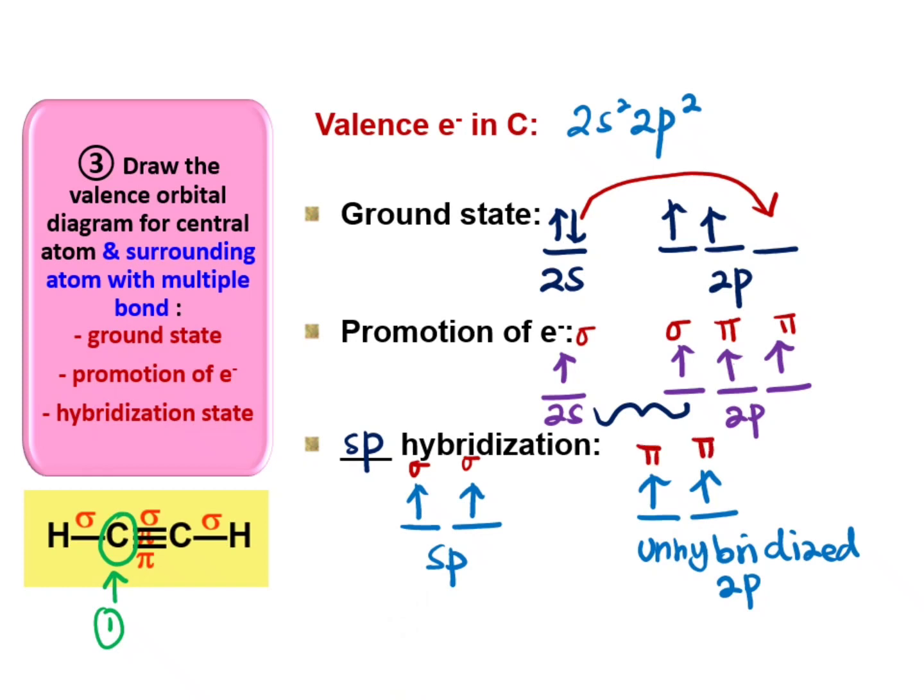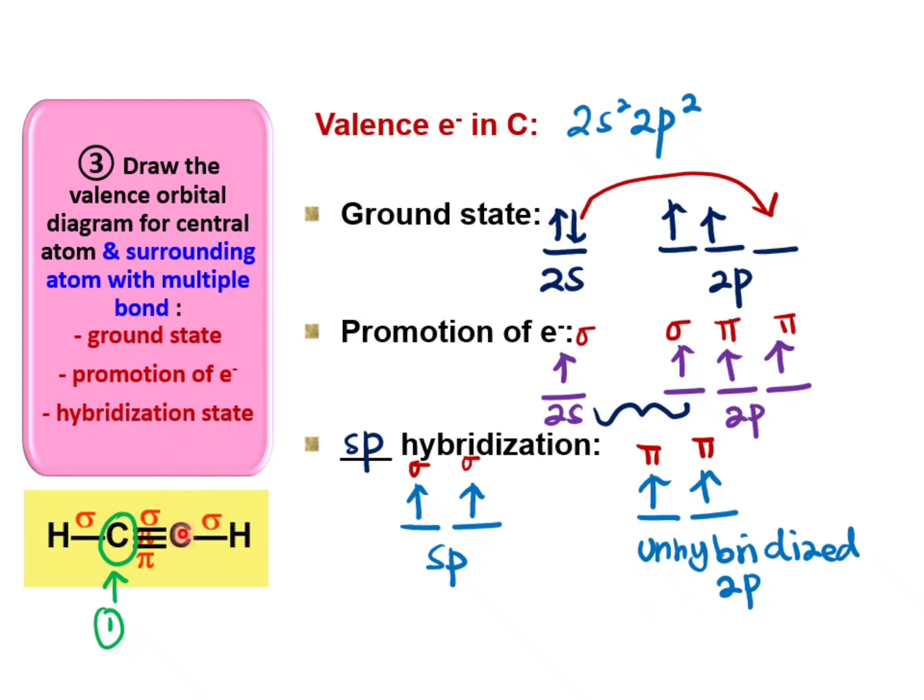Nampak tak? Okay, so this pi bond, dan Madam dah cakap tadi, dia bukan datang daripada hybrid orbital. It should come from the original orbital, either 2p, 3p, 4p, alright? So dia akan jadi unhybridized 2p orbital. Okay, so kita tak ada buat hybrid orbital.